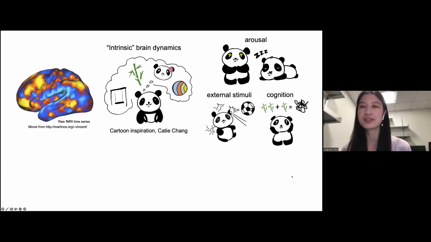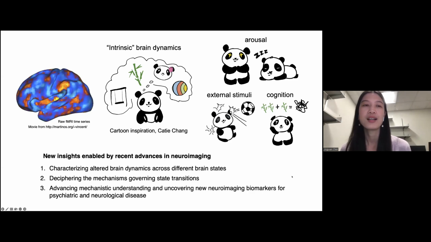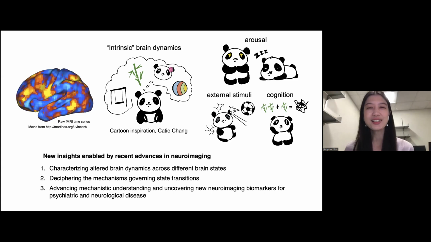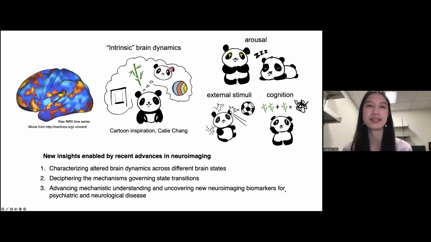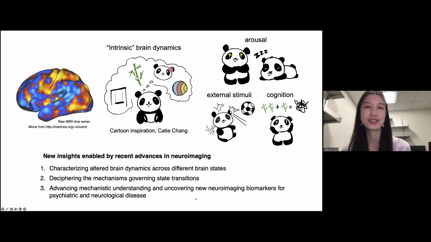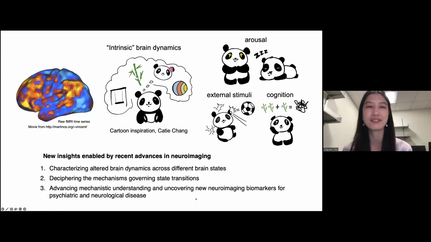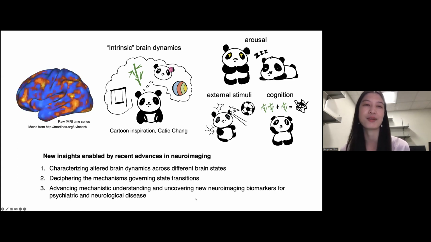The questions I'm interested in are: what do brain dynamics look like across different brain conditions or disease conditions? Second, what are the mechanisms underlying these state transitions? And finally, by looking into the first two questions, can we decipher new biomarker opportunities for these various psychiatric or neurological diseases? The particular angle we're focusing on is leveraging the recent advances in neuroimaging.